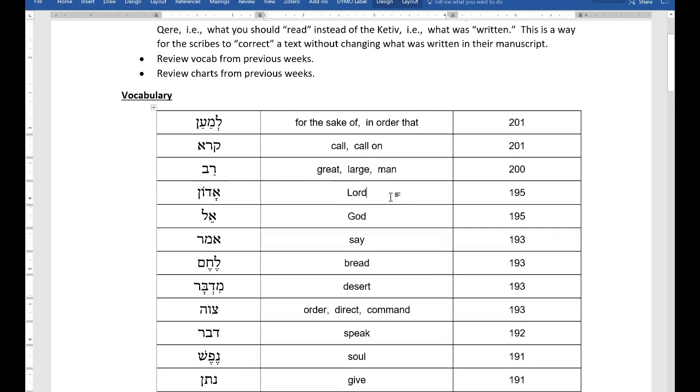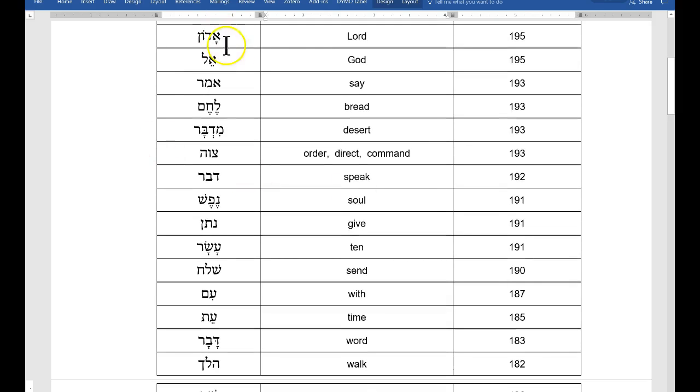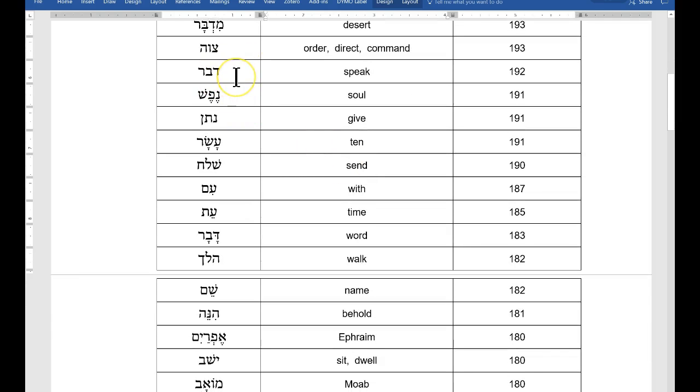Adonai, my Lord's plural, is the translation surrogate for the Tetragrammaton. El is the singular for God. I am a jealous God, El Qanna. Amar is say. Lechem is bread. So Bethlehem is the house of bread. Midbar is desert. Voice crying out in the wilderness. Tsiwwa is order, direct command. Davar we've had before, but we'll review it here. Speak.